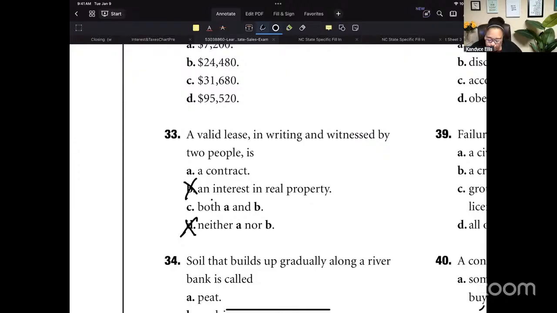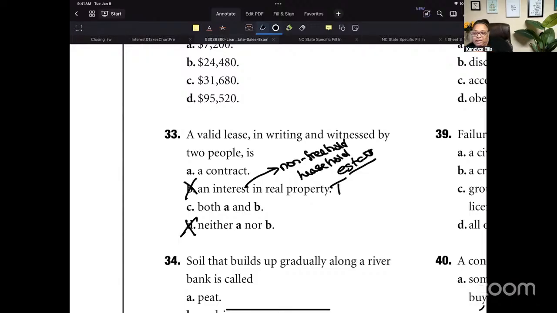So the next question is, is it just A or is it C, both A and B? Is it true that a lease is an interest in real property? Yes, that is true. Why? Because that interest is a nonfreehold or leasehold interest. It is an estate. When you sign a lease, you get the right to live there. So our answer is C.